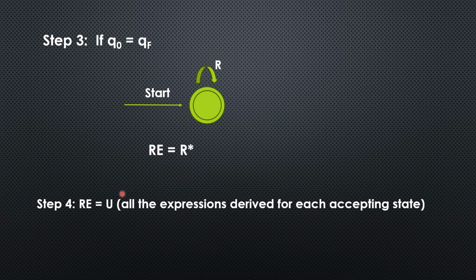Now coming to step 4, the final expected regular expression can be obtained using the union operation, the union of all the expressions derived for each accepting state. So this is the algorithm that is to be followed in order to get from the DFA representation to the desired regular expression representation. In the forthcoming lectures, we'll discuss some examples.